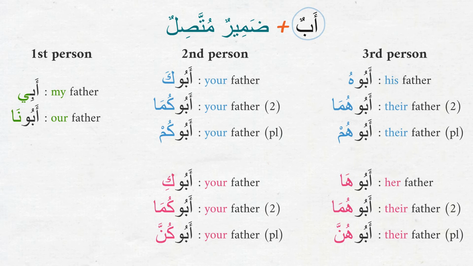From now on, we will start using the ضمير متصل هن as in أبوهن, their father. هن is used for third person جمع المؤنث. You may have noticed this ضمير is actually identical in both منفصل and متصل forms. So أبوهم is their father for جمع المذكر and أبوهن is their father for جمع المؤنث.